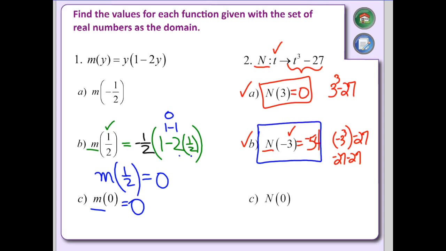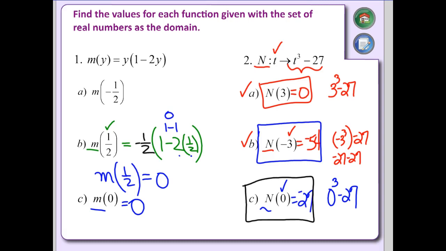All right, now let's look at letter C. Again, we're dealing with function n. We're plugging in 0 for t. Not all automatically 0. Let's see what happens. We have 0 cubed minus 27. So when I look at the math, what's 0 cubed? 0. What's 0 minus 27? Negative 27. Making sure that our answer is in function notation. Okay? Function notation.